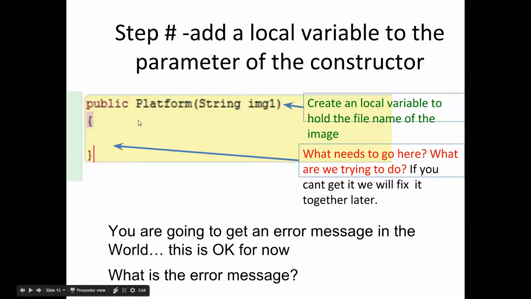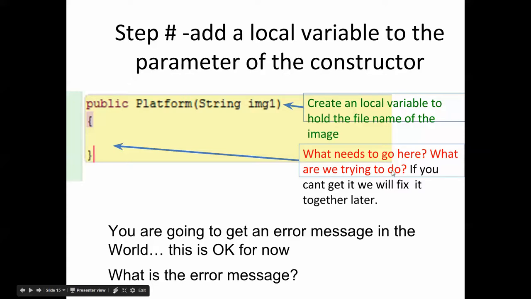Okay, so basically it should look something like this. Public platform, string image1. It doesn't matter what you put there. Image1 makes sense. This, by the way, is a local variable to hold the file name of the image. What needs to go here? We're not going to put anything in here yet, but something's going to have to go in there at some point.